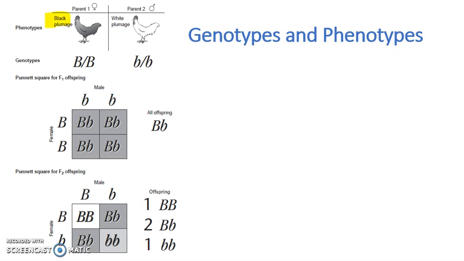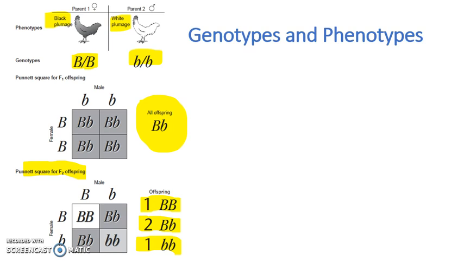Now, we can plug these genotypes into our Punnett square, and we get all offspring are big B, little b. We take two of those offspring to make an F2 cross, and we can see the pattern here of 25% big B, 50% big B, little b, and 25% little b.